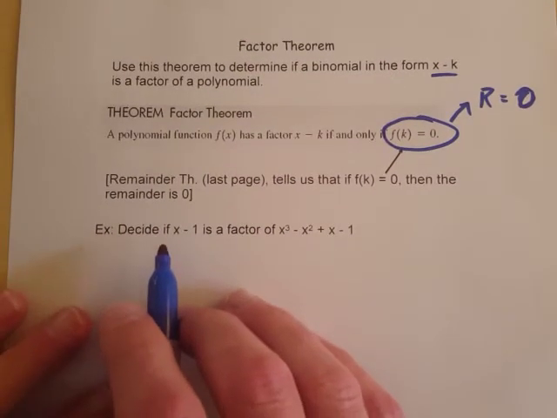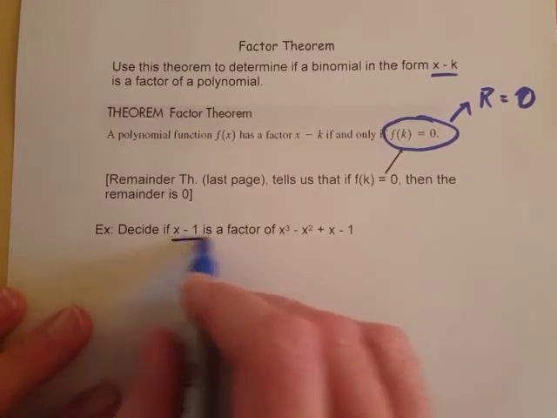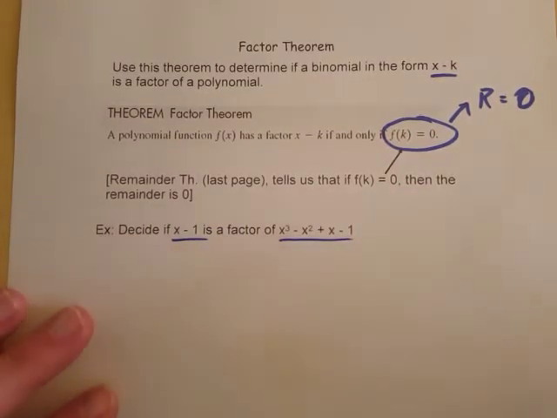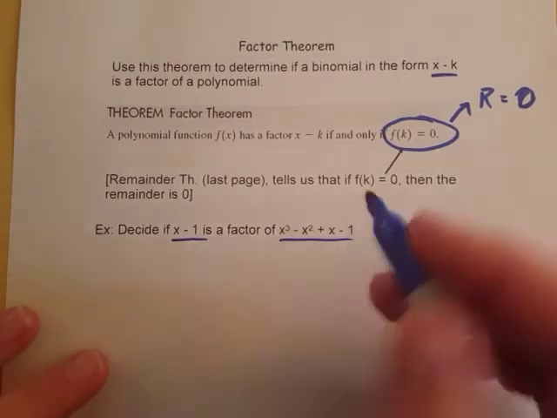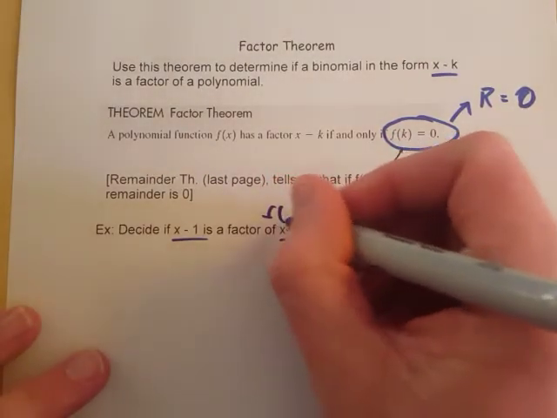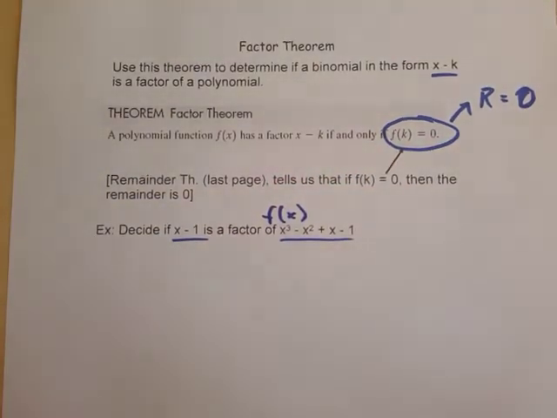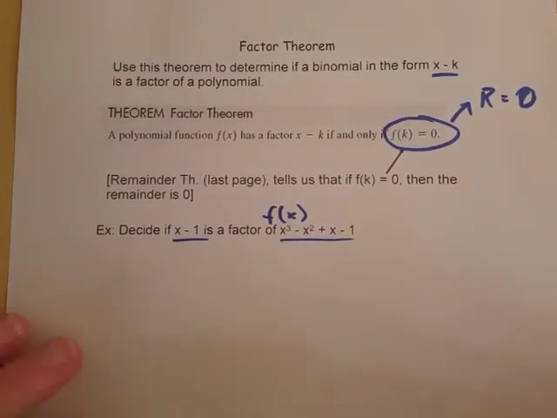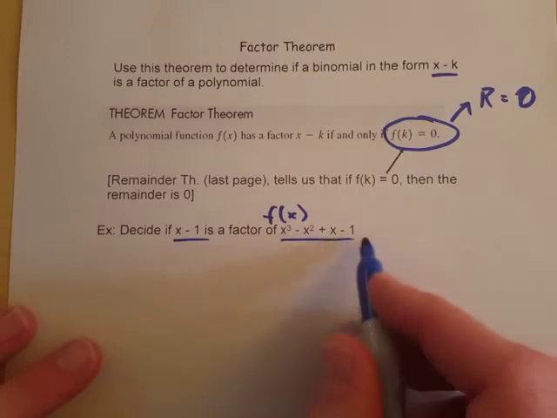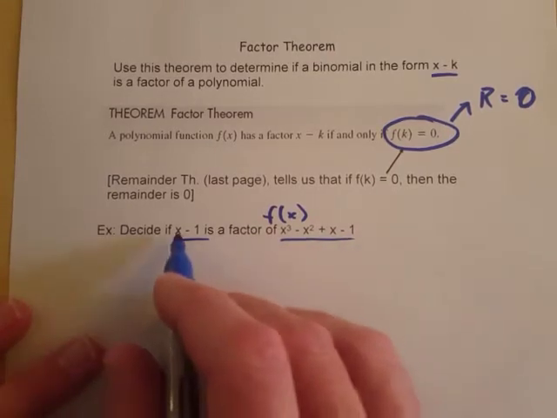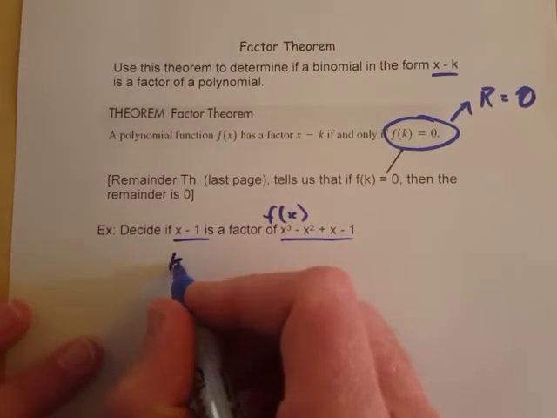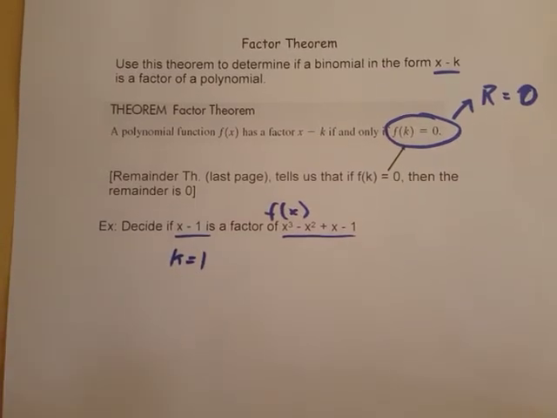Here's an example down on the bottom. It says decide if x minus 1 is a factor of x cubed minus x squared minus 1. So this is our function, I guess we'd call this f of x right here. And so we're going to decide if the k value makes a remainder of 0. Well, the k value from x minus 1, remember, is k equals 1.